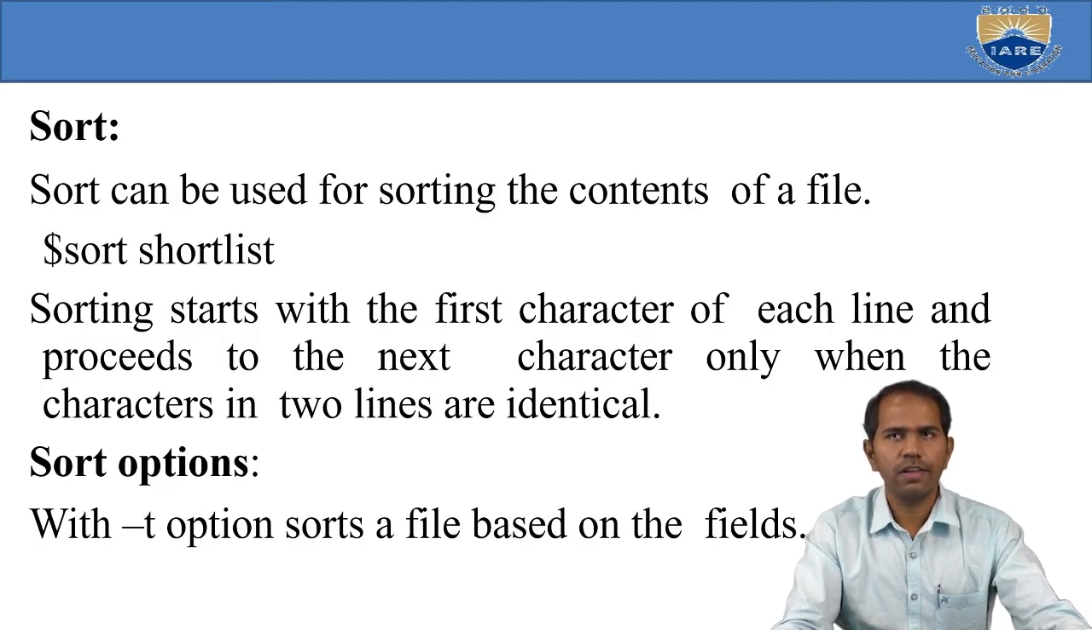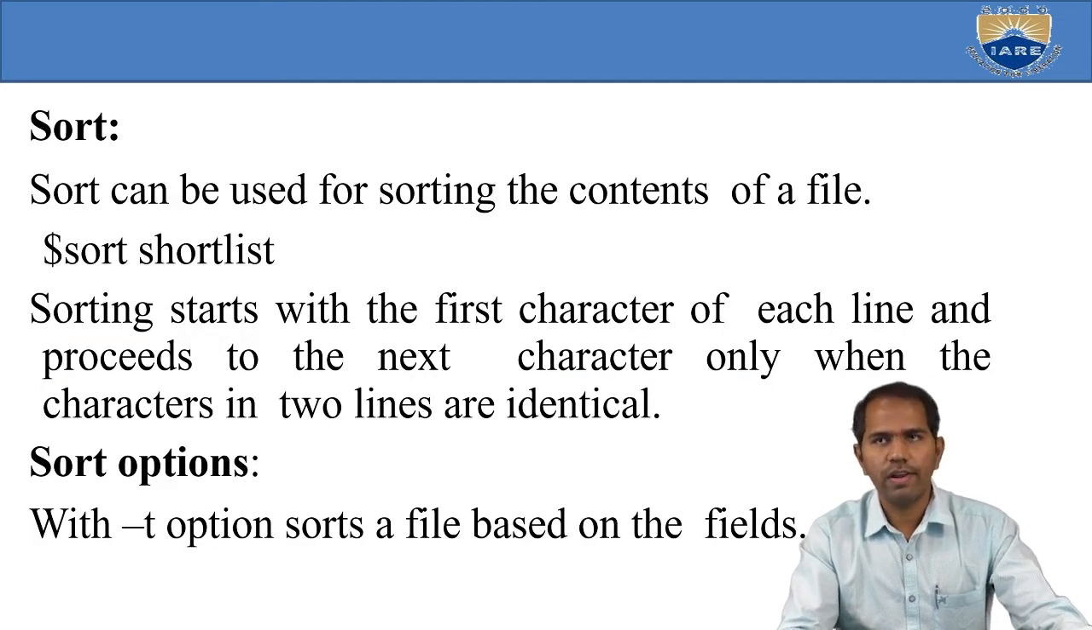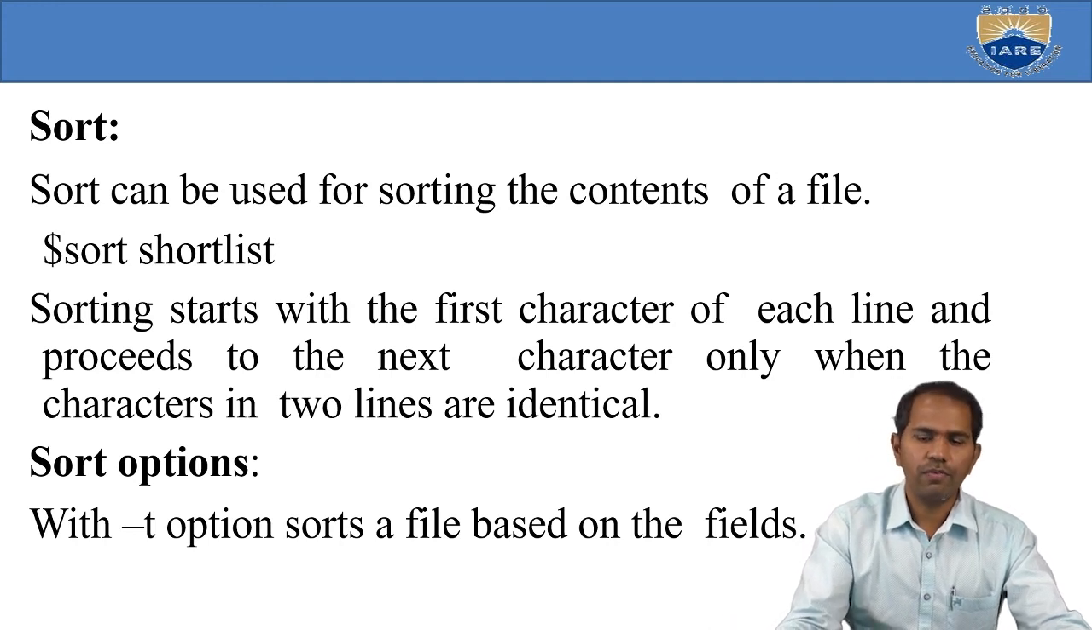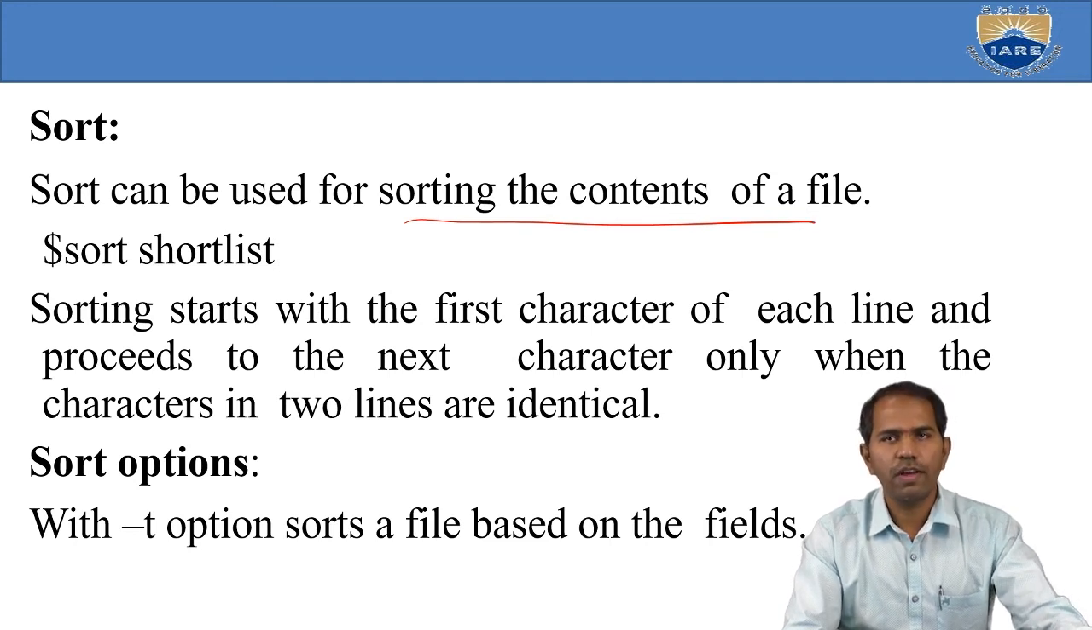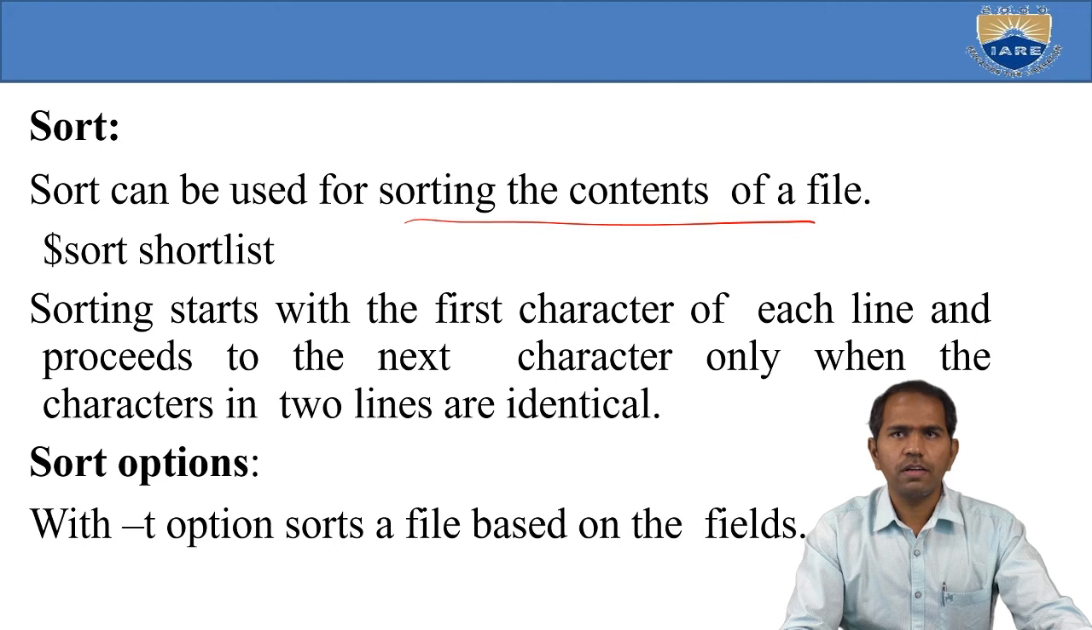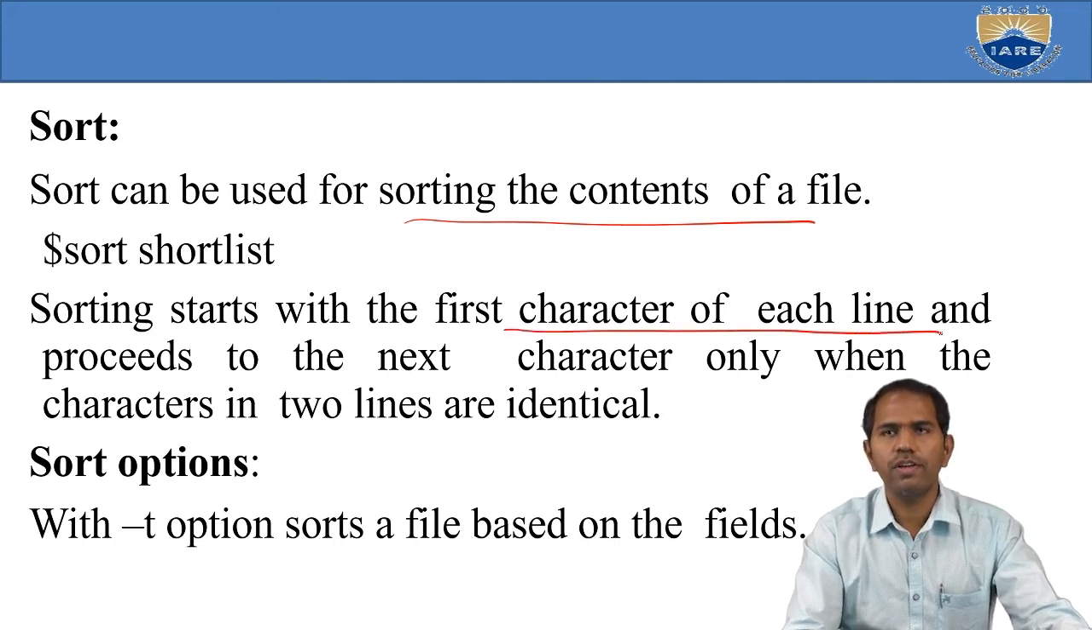Top lines of our file is another option. It's sort. Sorting is a command. Now I want to sort a file, sorting the content of a file. So within a file, I want to sort it. So use the sort command, sort list. This command starts sorting with the first character of each line.